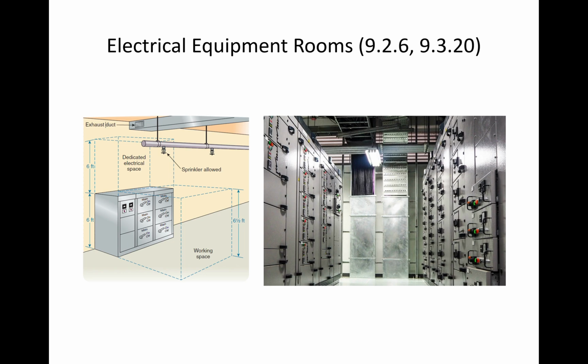However, I think the best way for electrical equipment rooms is to protect them with sprinklers, because it's hard for the owner to control the storage in the electrical equipment rooms. So the safer way is to provide sprinklers in these rooms anyway. And it's also worth mentioning that the sprinkler or its piping should not be located above the dedicated electrical space, and one can refer to NFPA 17 for more about this topic.